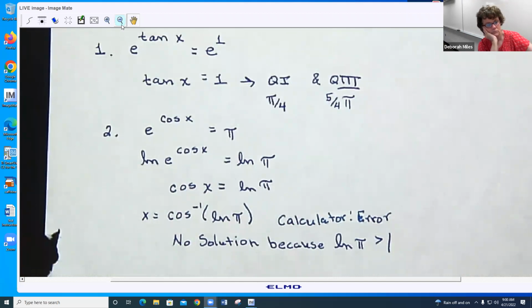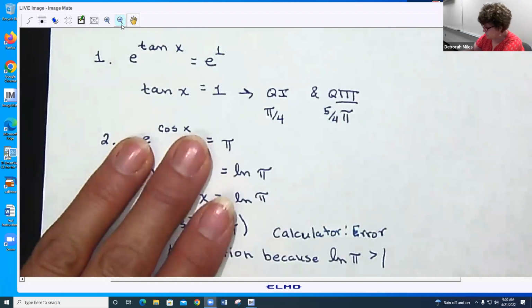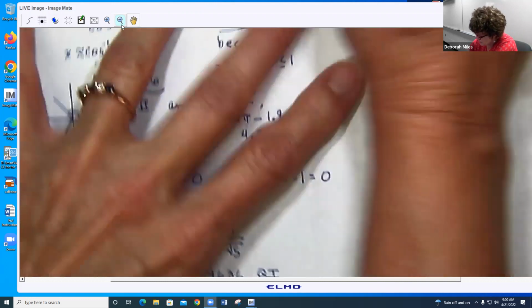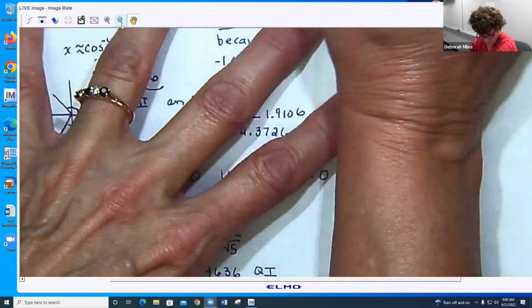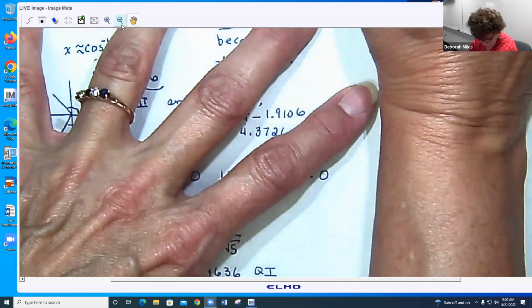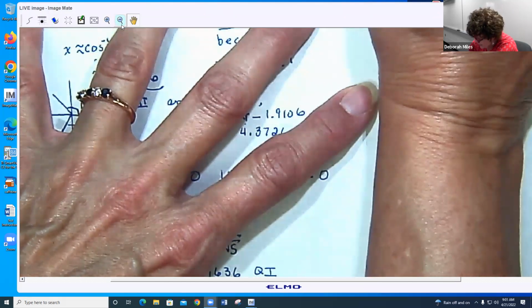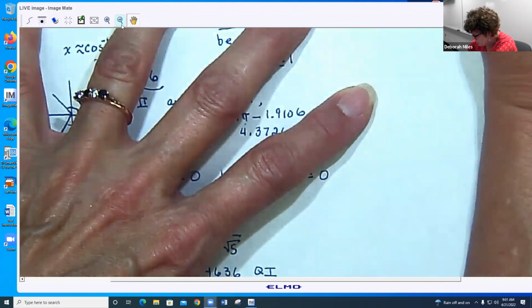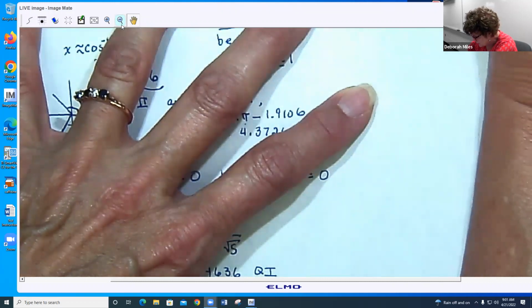All right. Still doing okay on time. What about number 3? Natural log of absolute value of cosine x equals negative natural log of absolute value of tangent x.